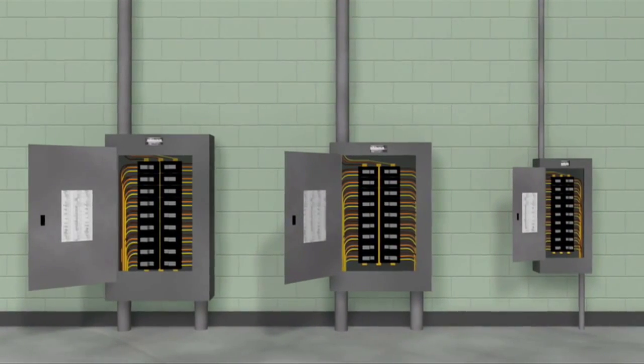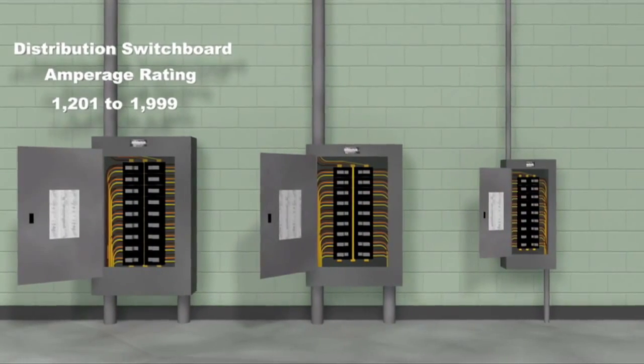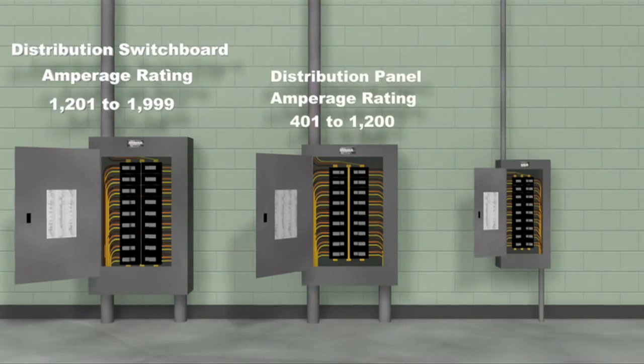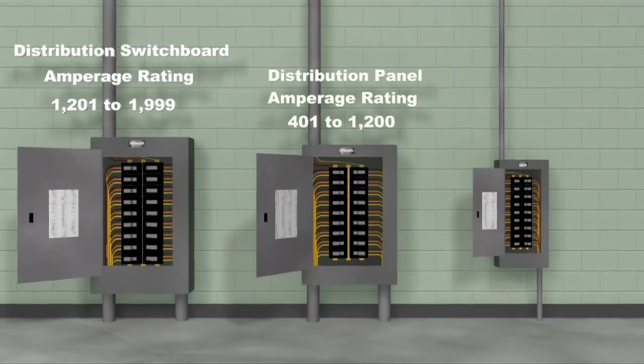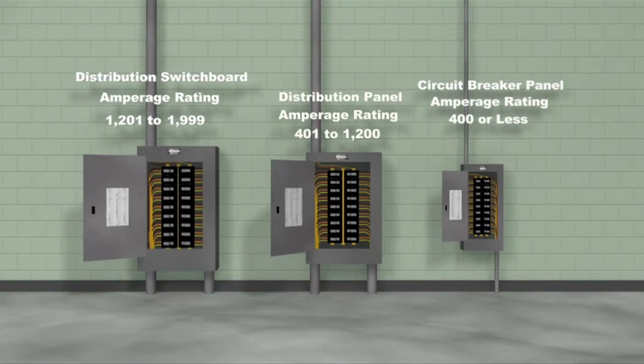A distribution switchboard is an electrical panel with an amp rating between 1,201 and 1,999. A distribution panel has an amperage rating of 401 to 1,200. A branch circuit breaker panel has an amperage rating that is equal to or less than 400 amps.